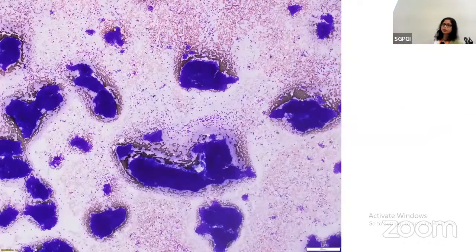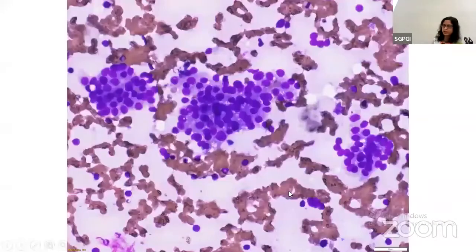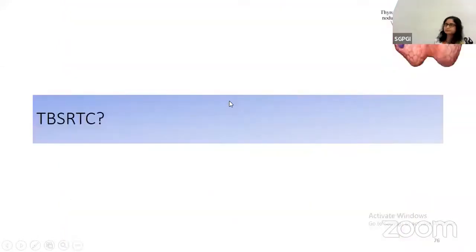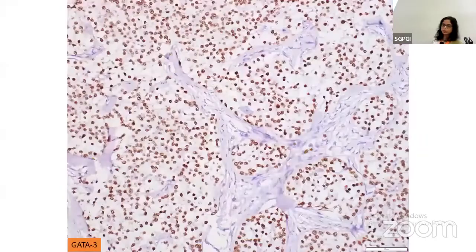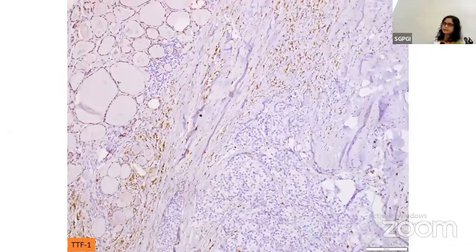Case 10. A very cellular aspirate. You can see tight 3D fragments and some singly dispersed discohesive cell clusters in the background. On high power, they had a predominantly microfollicular architecture. Easy case: microfollicles, category 4. This turned out to be an intrathyroidal parathyroid adenoma. The nuclei were GATA3 positive and TTF1 negative.